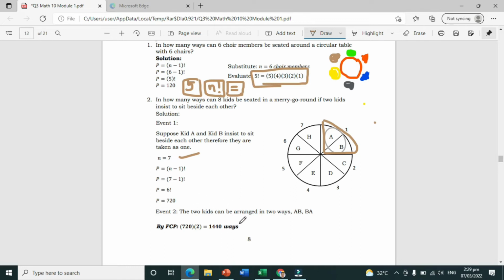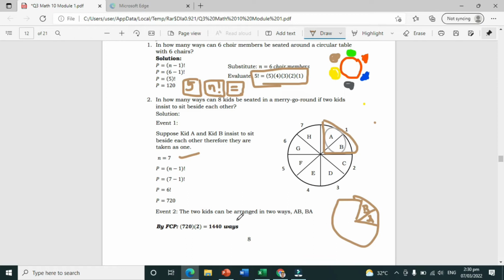Event 2. The 2 kids can be arranged in 2 ways. It's either AB or BA. So, in event 1, here is A, here is B. But in event 2, they interchange. So, if it's here in a circle, here is the arrangement of B, here is A. So, it would be a different arrangement. That's what we mean by event 2.